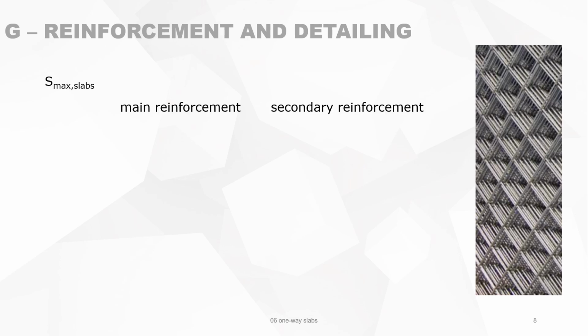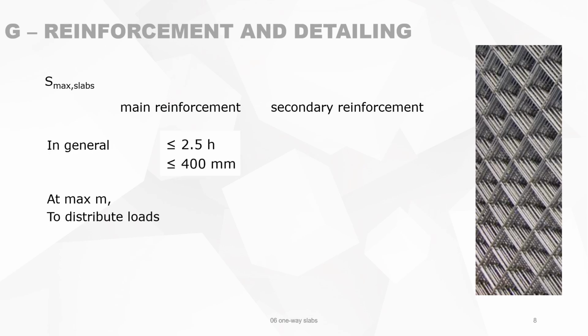For the maximum spacing of the rebars for slabs, you must make a distinction between main reinforcement and secondary reinforcement. For the main reinforcement in general, the spacing must be smaller than 2.5 times the slab thickness and must always be smaller than 400 millimeters. When you are at the maximum bending moment M, the spacing must be smaller than 1.5 times the thickness of the slab. And to distribute loads, you should have a spacing less than 250 millimeters.